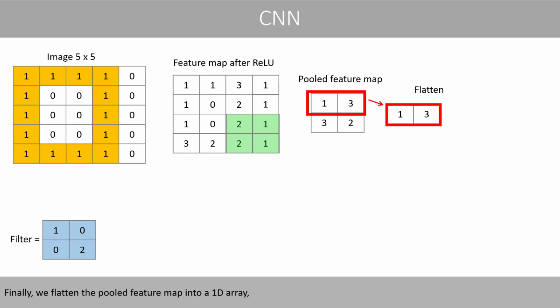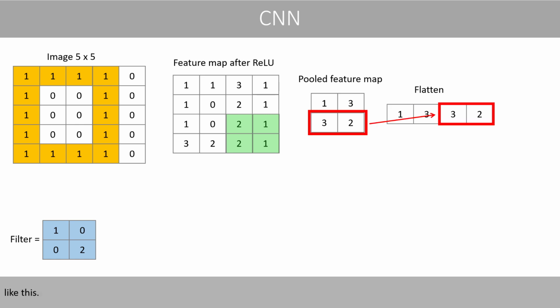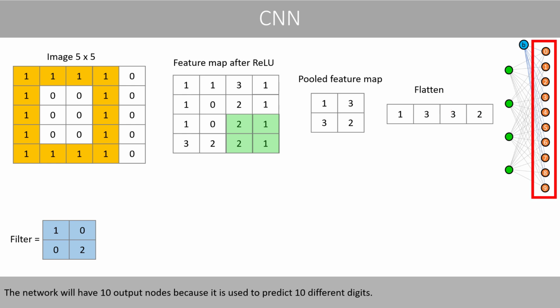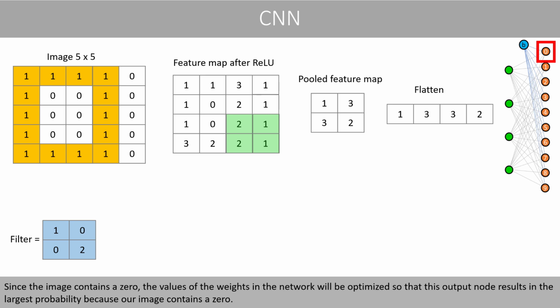Finally, we flatten the pooled feature map into a one-dimensional array, like this. The values in this array are then used as inputs in a fully connected layer. The network will have 10 output nodes, because it is used to predict 10 different digits. Since the image contains a 0, the values of the weights in the network will be optimized so that this output node results in the largest probability, because our image contains a 0.